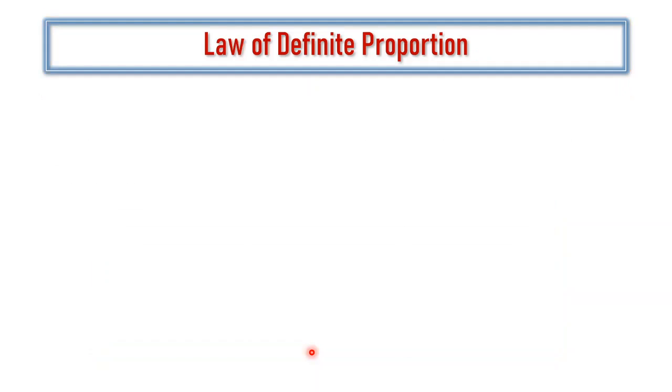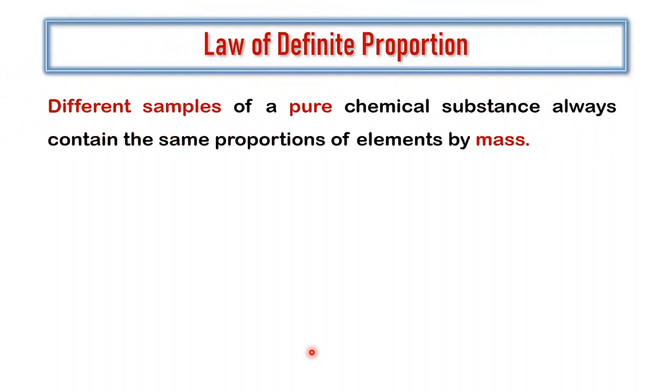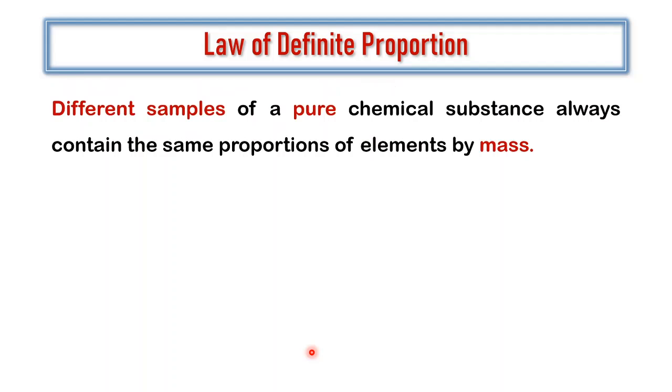Next is the law of definite proportion. So what does this law state? The statement of this law is: different samples of a pure chemical substance always contain the same proportion of elements by mass. I have highlighted a few words, that is different samples, and the word pure. So whatever samples you are collecting, they should be from different origins and they should be pure samples.